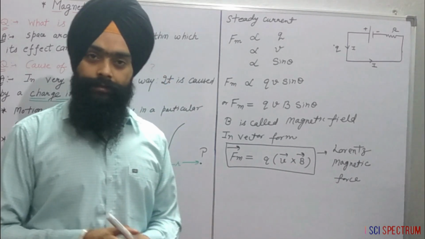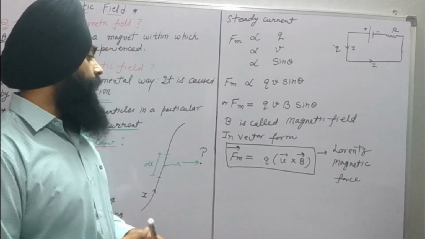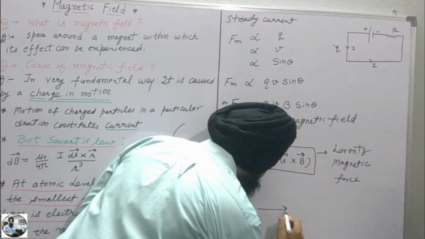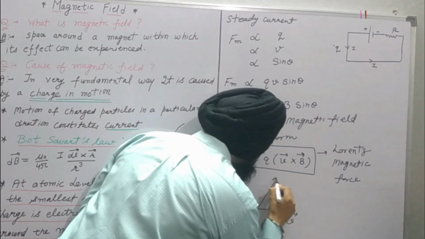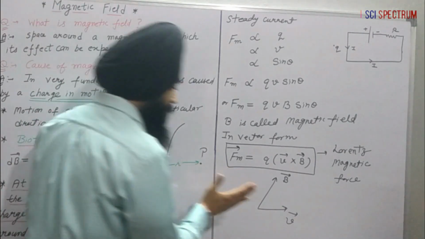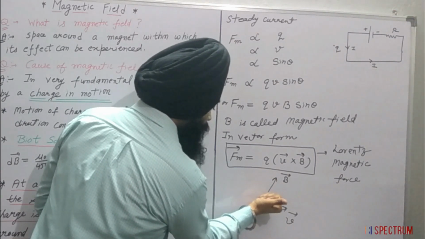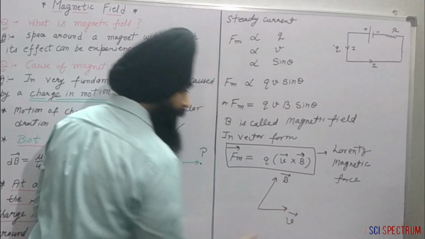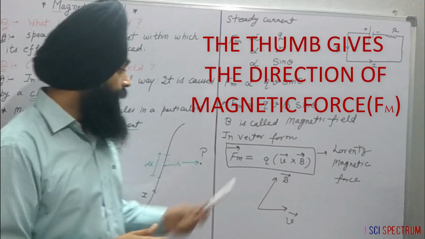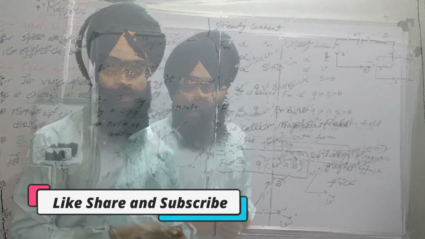The direction can simply be identified using the right hand thumb rule. The right hand thumb rule says that if velocity v is directed along this direction and vector B is directed along this direction, then using the right hand we curl the fingers from v to B, and the thumb gives the direction of the magnetic force. Simply, the direction of F is always perpendicular to the plane containing both vectors v and B.